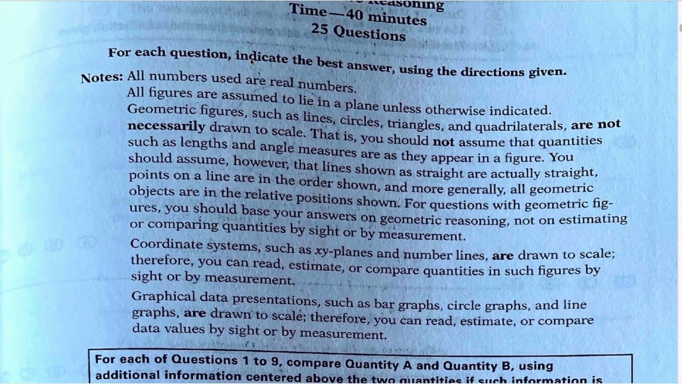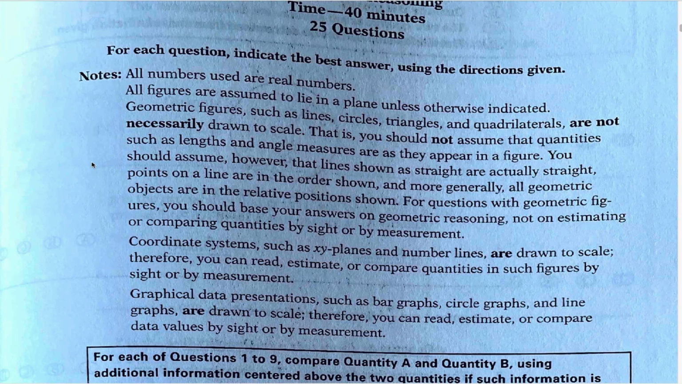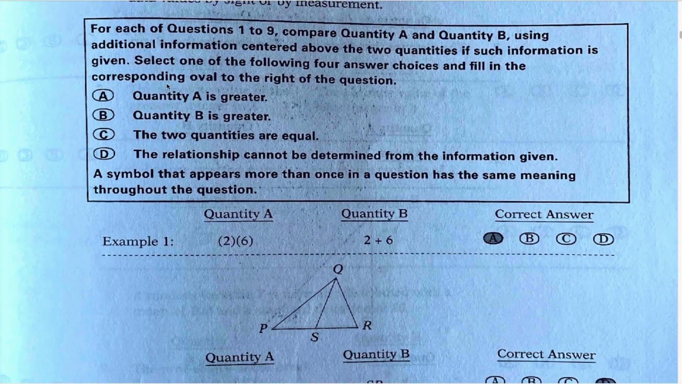Up here are some instructions and assumptions. Nothing super important in here, but definitely worth reading through at some point. And then down here are the instructions specific to these first 9 questions that essentially say they're going to give you two things, and you figure out if the first one's bigger, the second one's bigger, the two of them are the same, or this fourth option, which really confuses people. Essentially, we can't tell which one is bigger from the information that's given in the problem.